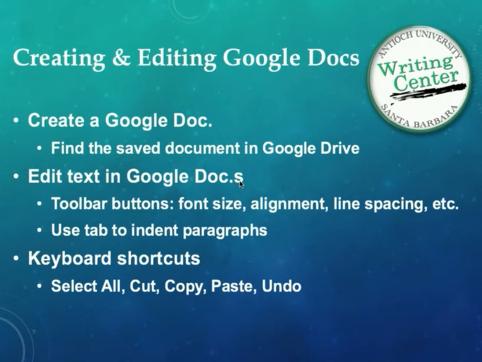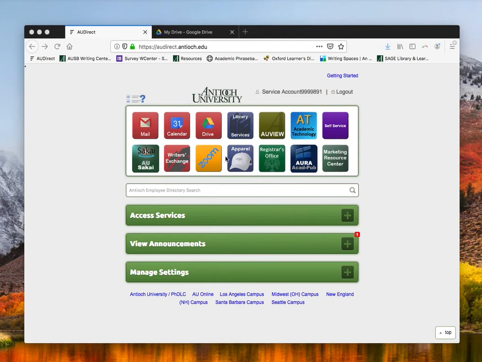I'm going to be talking about three main things. First, how to create a Google Doc, and then we'll look at how to find that saved document stored in your Google Drive. Then how to edit text in Google Docs, and I'll be going over all of the toolbar buttons, including how to change font size, alignment, and line spacing. And then we'll look at how to use the tab key to indent paragraphs. And last, I'll go over some common keyboard shortcuts.